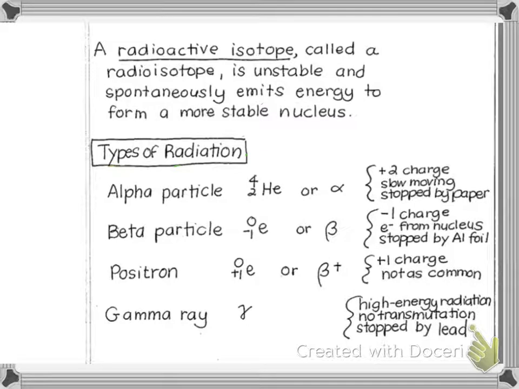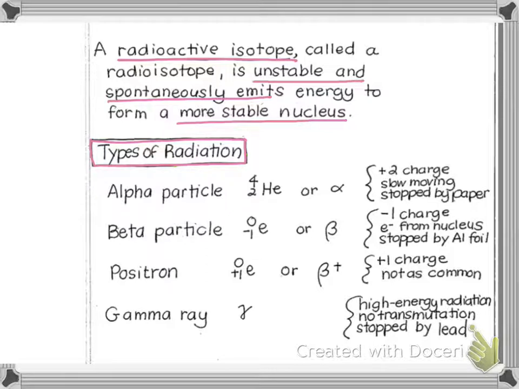Different forms of radiation are emitted when a radioactive nucleus is converted to a more stable nucleus. And so that's what radioactive isotopes do. They are unstable and they will spontaneously emit radiation to form a more stable nucleus. Now, the different forms of radiation can include these four following: the alpha particle, the beta particle, a positron, and a gamma ray. Let's take a look at each one of them.